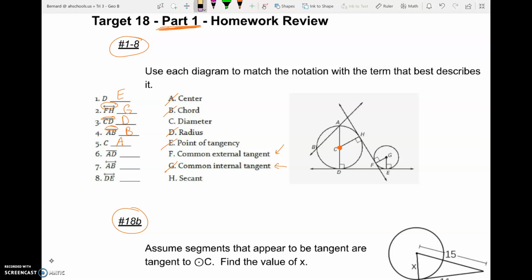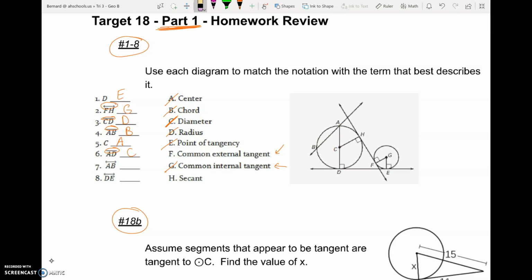Next one, AD. Notice, again, no arrow. So it starts and stops at A and D. So here's A, here's D. So this is a segment whose endpoints are on the edge of the circle, but it also goes through the center of the circle. We call this a diameter. So letter C, cross off C, a diameter.